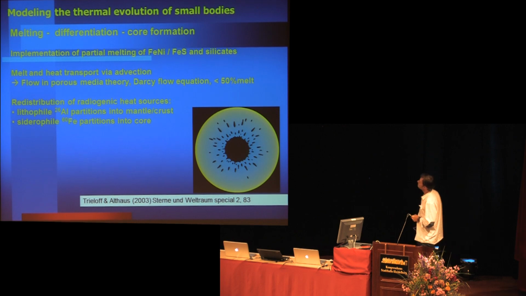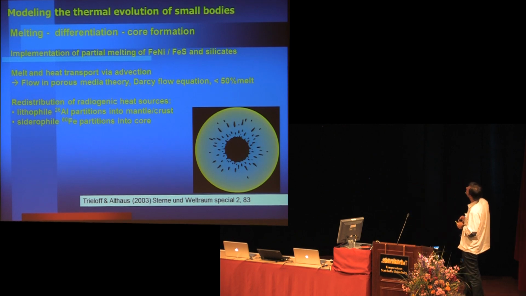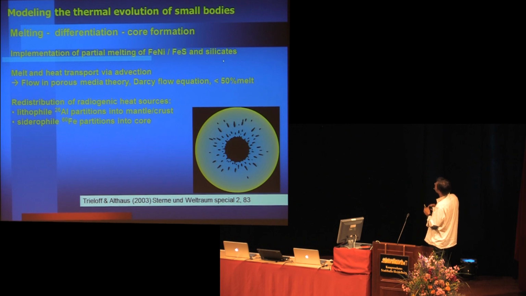Okay, now the differentiated bodies. Up to now we had undifferentiated chondritic bodies, now the differentiated. You have to consider melting, differentiation, core formation. That means you have to implement several other things. For example, partial melting of iron nickel or iron sulfide and the silicates, which occurs at different temperatures.